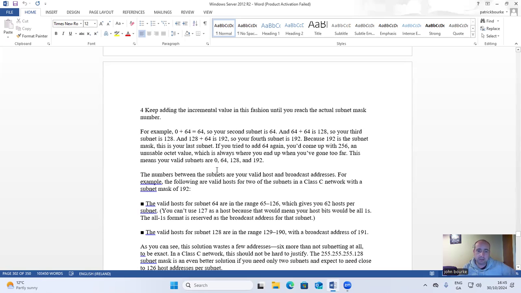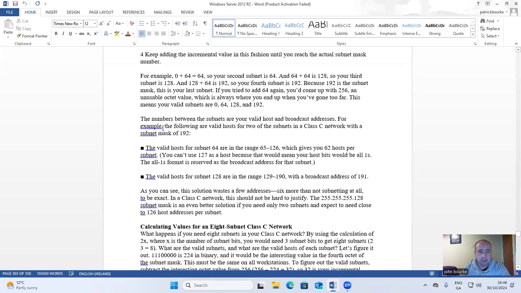This means your valid subnets are 0, 64, 128, and 192. The numbers between the subnets are your valid host and broadcast addresses. For example, the following are valid hosts for two of the subnets in a Class C network with a subnet mask of 192. The valid hosts for subnet 64 are in the range 65 to 126, which gives you 62 hosts per subnet.